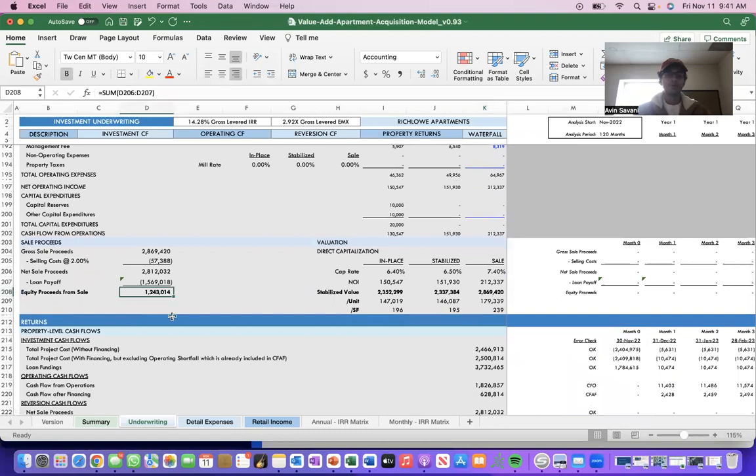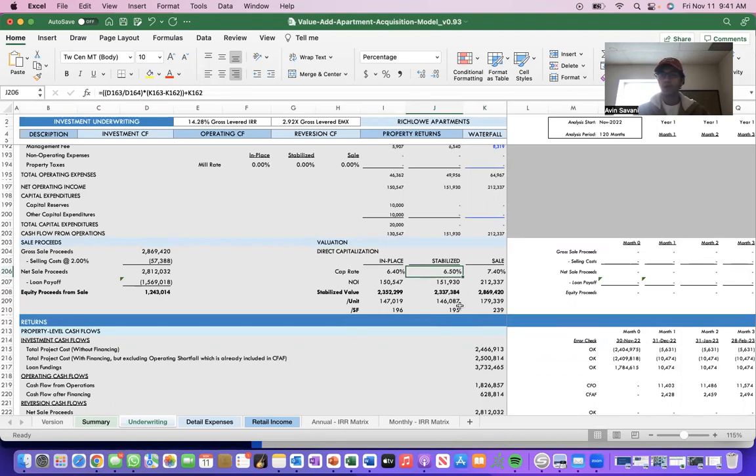So you'll see the equity proceeds. You will see the cap rates displayed here on the in-place, stabilize, and sale. So you'll see that since this is a 10-year hold, and the difference between the sale cap rate and the in-place cap rate is 100 basis points, each year 10 basis points increase is going to be added to the cap rate. So this will also affect your IRR matrix.